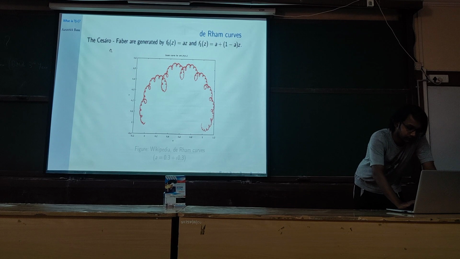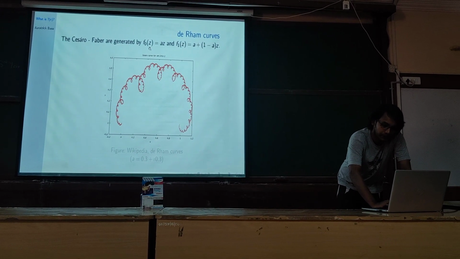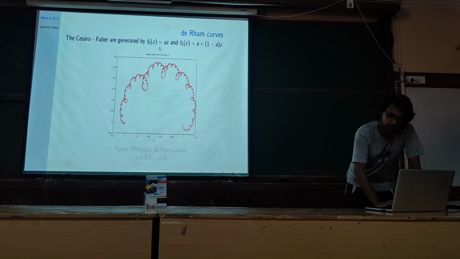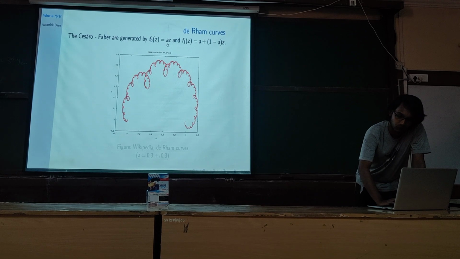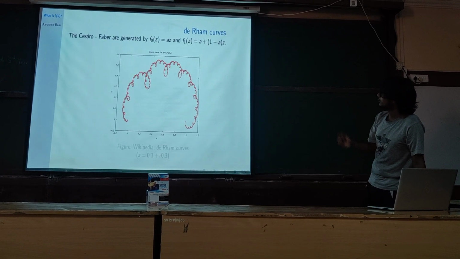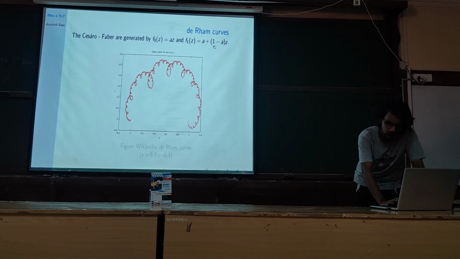So this is a class of curves called the Cesàro-Faber curves. These are generated by these linear maps: f0(z) equals az and f1(z) equals a plus (1 minus a)z. And of course, we need to assume that mod a is less than 1 to get that these are contracting maps in the first place. So the fixed points here are of course 0 here and 1 here.